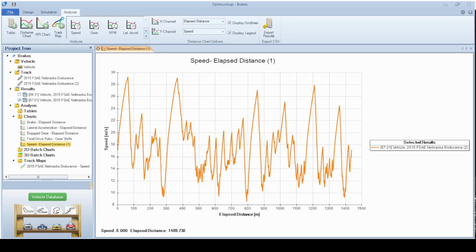So now we can take it one step further. If you have a lap time simulator, such as Optimum Lap, which is free, there's also other online calculators you could use, or if you have one that you made yourself, you can use that. So we're just going to export the results and save them, and then we're going to use those to further design our brake system.